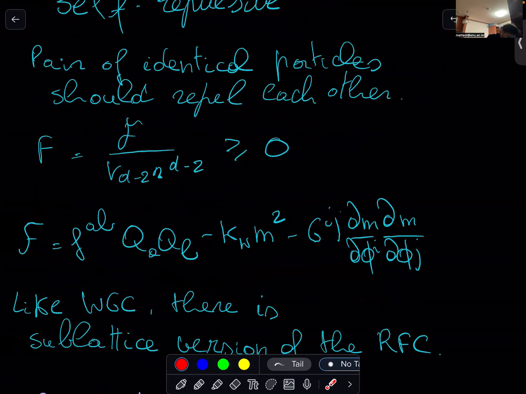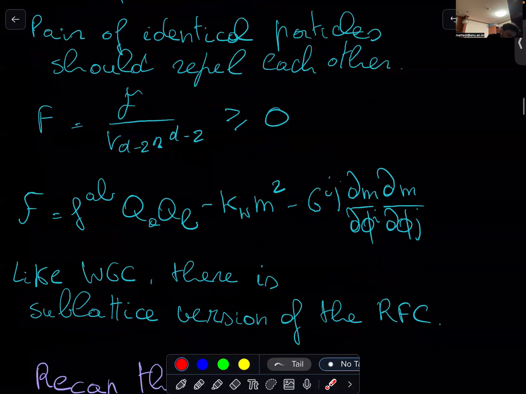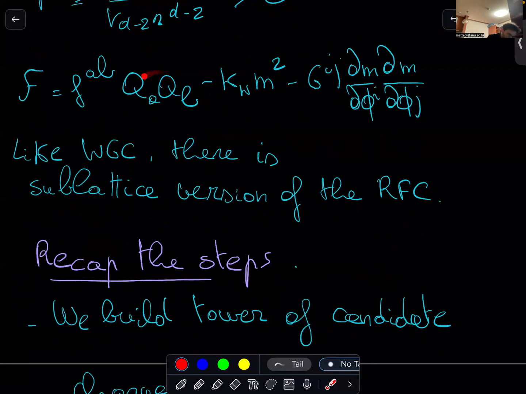And here I have the expression of the coefficient, the script f, which essentially tells you the gauge or electric field interaction between the charges, the mass squared here, which is the gravitational attraction, and this is the interaction with the moduli phi, right? So of course, for a single particle, if you diagonalize, this is q squared, this is positive, this is negative, and this is a question mark. And also, as with the WGC, there are refinements of the repulsive force conjecture. There's the sublattice version, which is actually what we will show.